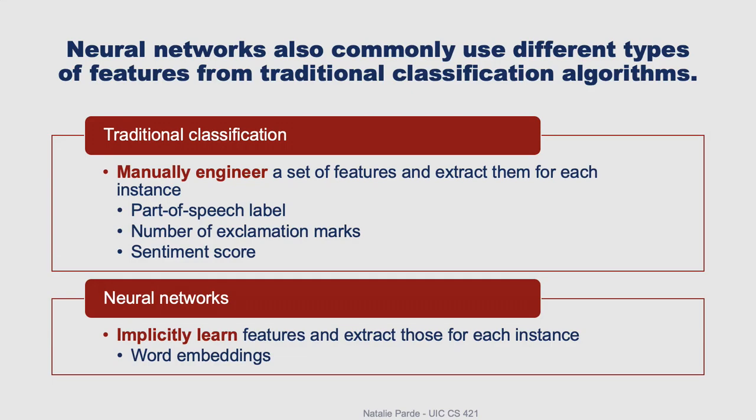Neural networks also tend to use different types of features from traditional classification algorithms. While the classification models we've seen so far, like naive Bayes and logistic regression, have primarily made use of manually engineered features defined by system designers, neural networks mainly make use of implicitly learned features like word embeddings.